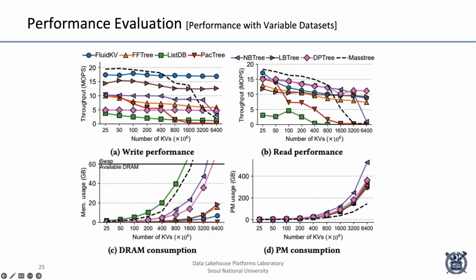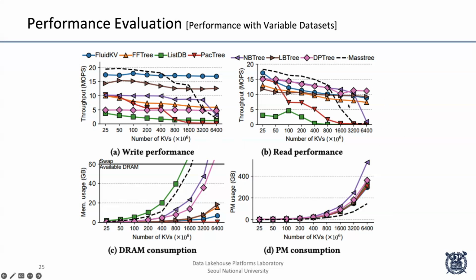And they say this is because FluidKV performs quick persists and performs compactions asynchronously without blocking, but also the flush does not interfere with the foreground inserts. The single stage indexes like mass-tree suffer from performance degradation here as the size grows because it uses up all of the available DRAM space and it starts swapping. So that's why the performance of mass-tree will go down here.